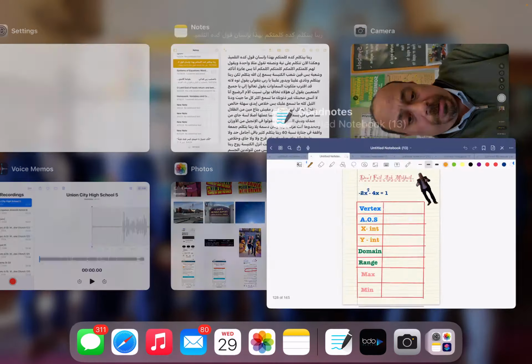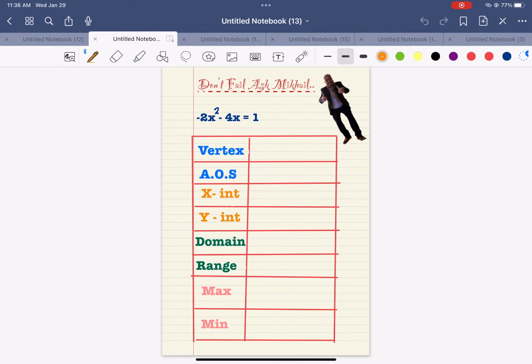All right, given a quadratic in standard form, here is my equation. Remember, I have to find the vertex, axis of symmetry, x-intercept, and y-intercept. This time, we're going to add the domain, range, max, and min. We did not do those in the previous example.